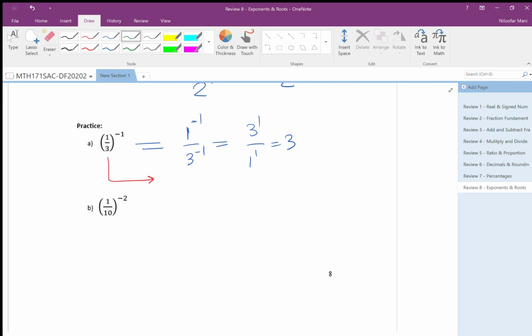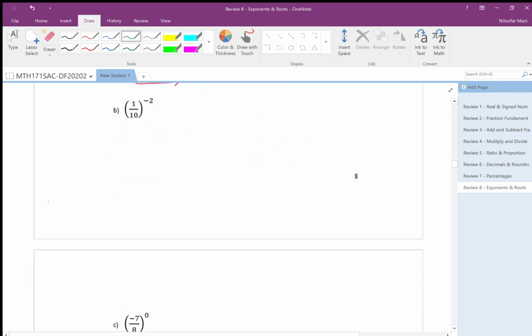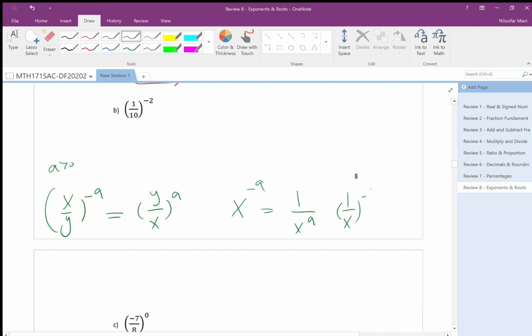Let me show you with a rule. So a over b. So maybe I just do x over y. So x over y power minus a when a is positive. So just positive. Okay. So I flip and change it to positive. If you have x power minus a, then you can say 1 over x power a. Okay. And if you have 1 over x power minus a, so you can just say x power a.